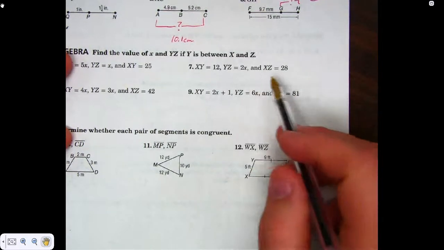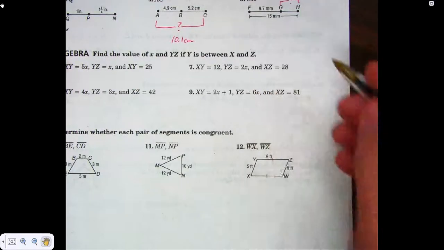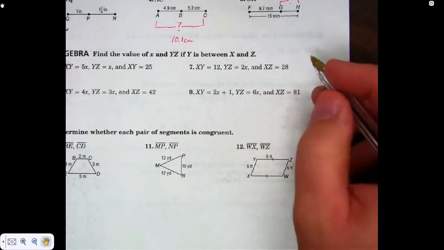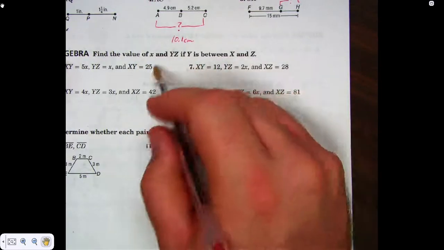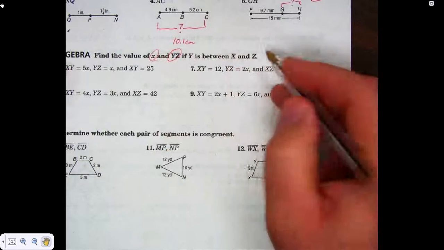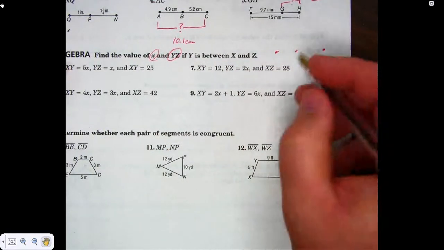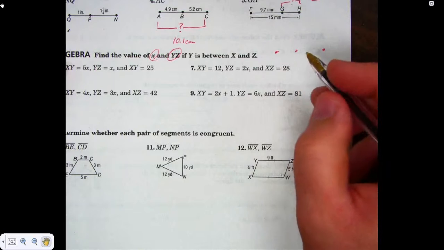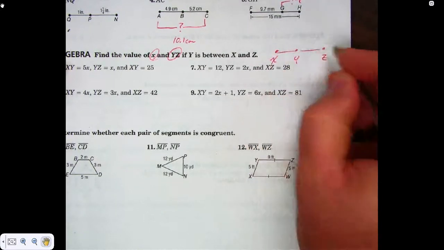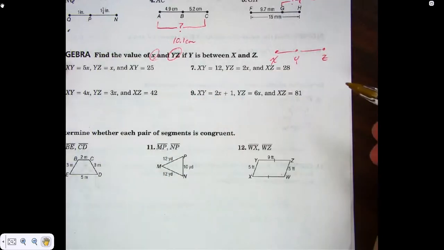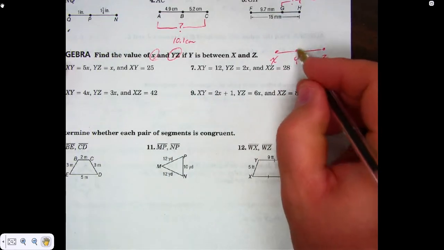Now, right here. What should you probably do? What will help you? If you'll do what? Draw a picture. Find the value of x where y is between x and z. So, okay, you got to know the two things you're finding. Y is between x and z. So a point here, and then a point in the middle, right? Which one's on the outside? Which two? X and what? Z. Y's in here. Now it's just a matter of putting it in the right spot, isn't it? Two smaller parts added together equal the whole thing.